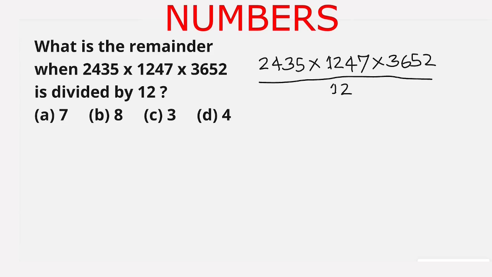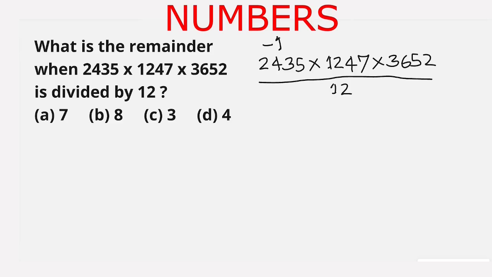When we divide 2435, 12 times 2 is 24. So 24 minus 24 is 0. We carry 3. We again put 0 as 3 is not divisible by 12. We carry 5. This is 35. And 12 times 3 is 36. 35 minus 36 is minus 1. So we write the remainder as minus 1.